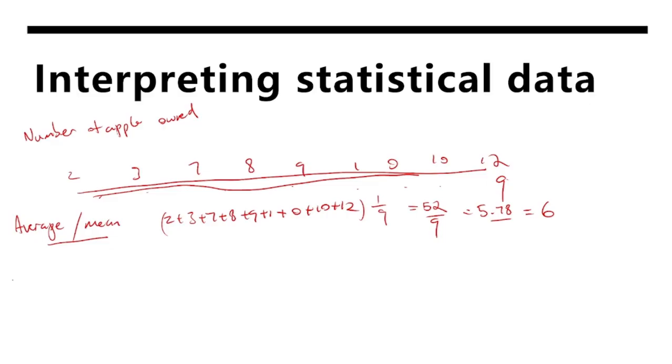Now, then, what is the median? So for example, to find the median, we first have to order it by size. So we'll have 0, 1, 2, 3, 7, 8, 9, 10, 12. The median is the middle number. We have an odd number of samples, so it will be the fifth, which is 7.